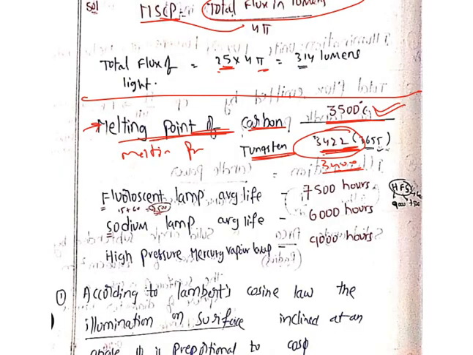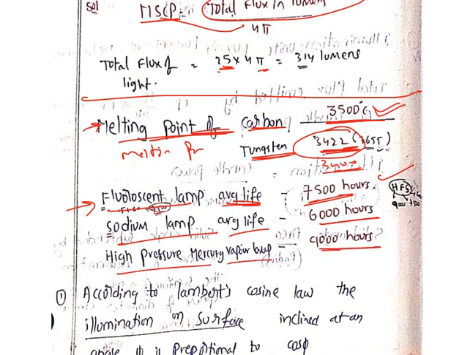Another repetitive model you can see: the fluorescent lamp average life they are asking. Fluorescent lamp average life is 7500 hours, sodium lamp average life is 6000 hours, and high pressure mercury vapor lamp 9000 hours. They are giving 4 options. Out of that you have to choose 7500 hours for the fluorescent lamp, 6000 hours for the sodium lamp, and 9000 hours for the high pressure mercury vapor lamp. The high pressure mercury vapor lamp has more life.